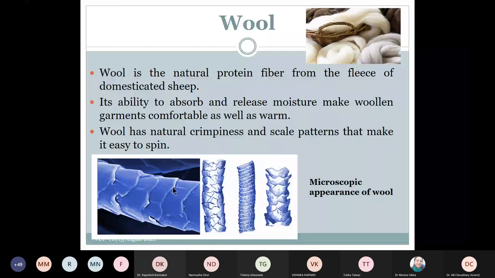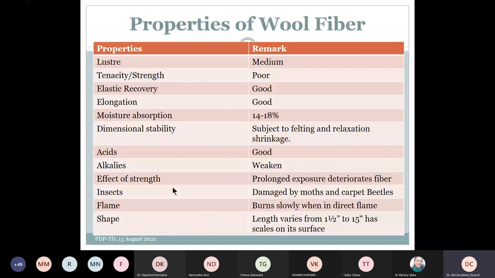Coming to the next, these are the physical, chemical and certain mechanical properties of wool fibers. Moisture absorption is very high, almost double or triple the moisture absorption capability of cotton fibers. Resistance toward acid is good, but the properties are opposite to the cellulosic fibers: there is more resistance toward acids but less resistance toward alkalis. Treatment with alkalis affects the strength. Strength is good for these fibers. Effect of insects: damaged by moth and carpet beetles.